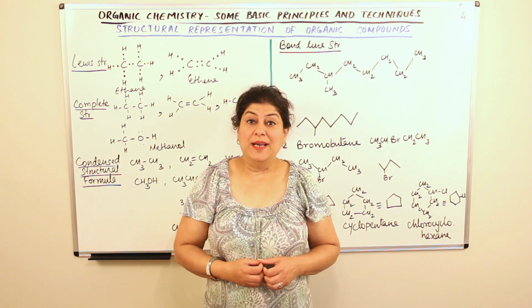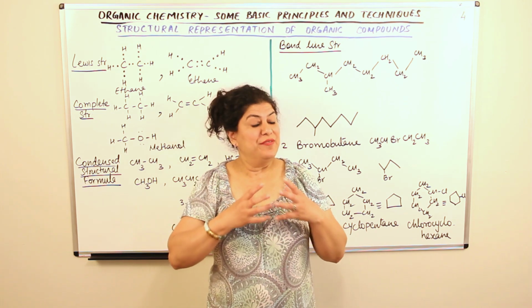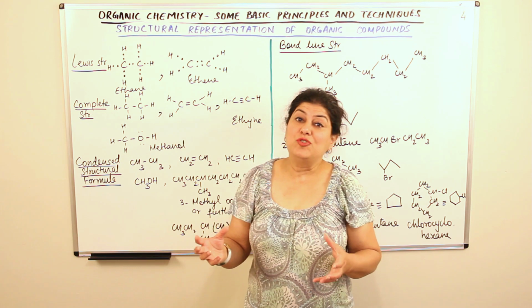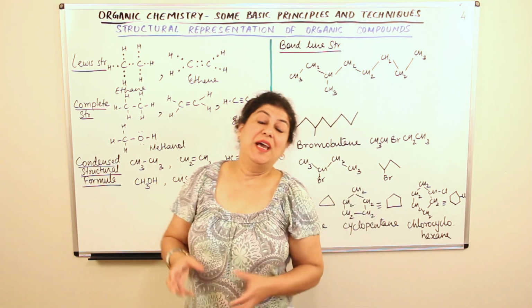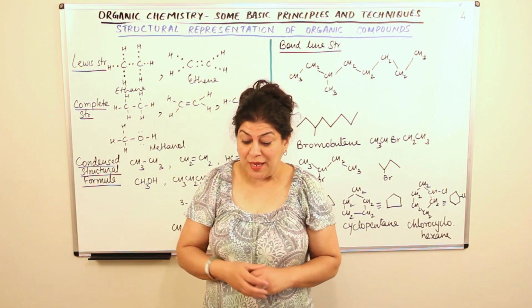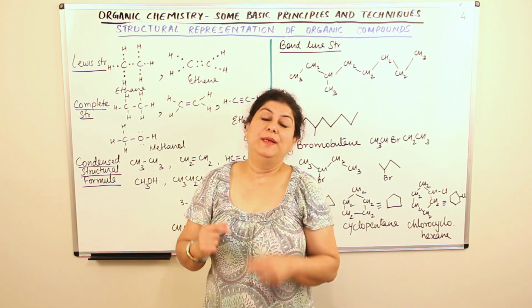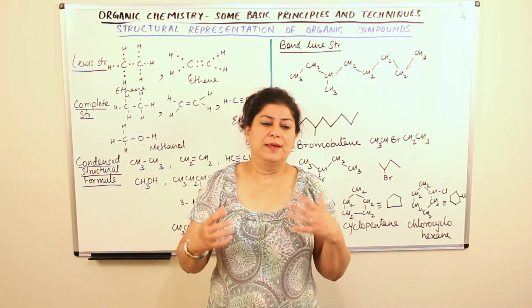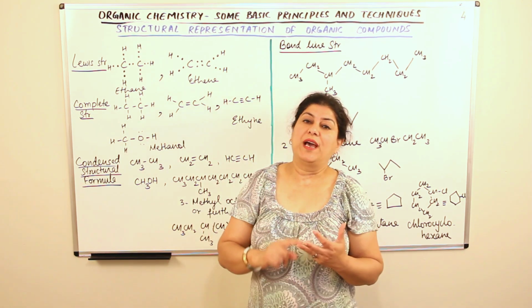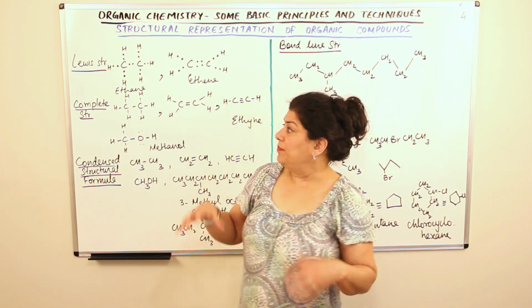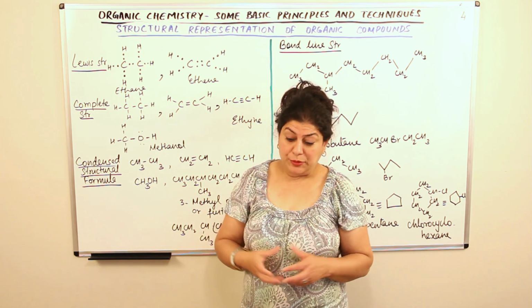As I told you, organic compounds are really very large in number. There are so many organic compounds that a separate branch of chemistry has been attributed to them, which is known as organic chemistry. These are basically compounds of carbon and hydrogen. They may contain other elements, like oxygen, sulfur, halogens, and nitrogen.